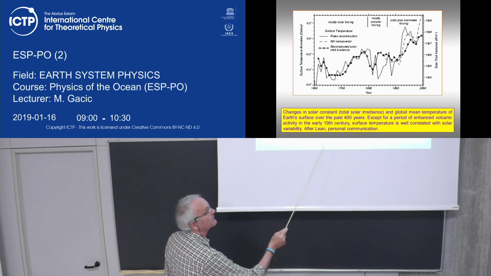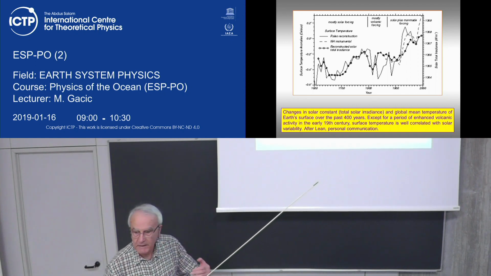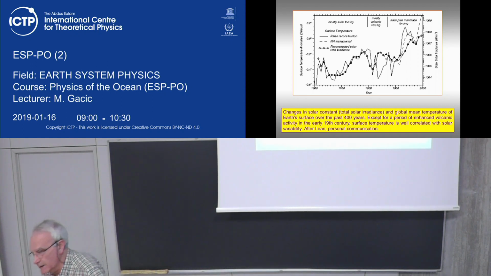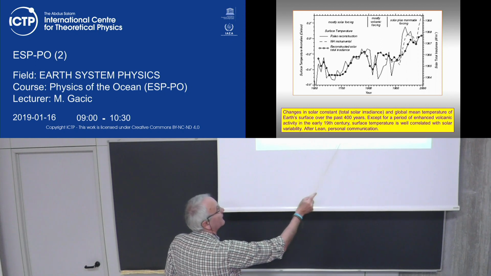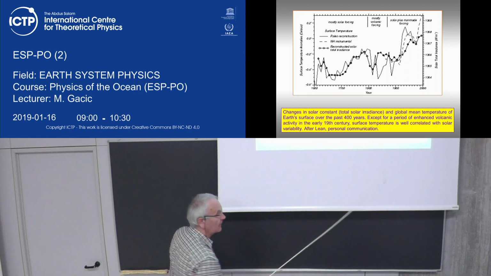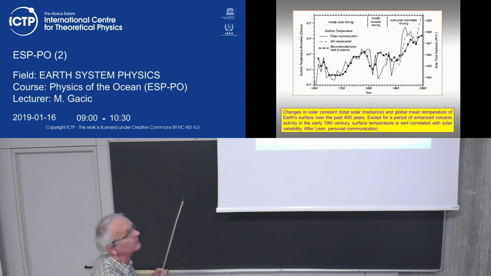The Earth temperature was lower than it would be if we were looking only at the solar activity. On the other hand, the Earth temperature in the last 100 to 150 years is higher than it would be if we were looking only at the solar activity.